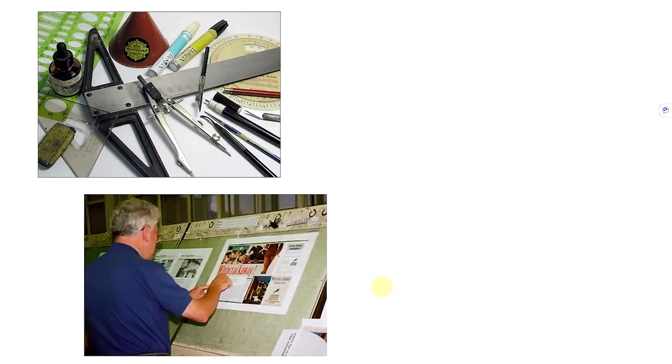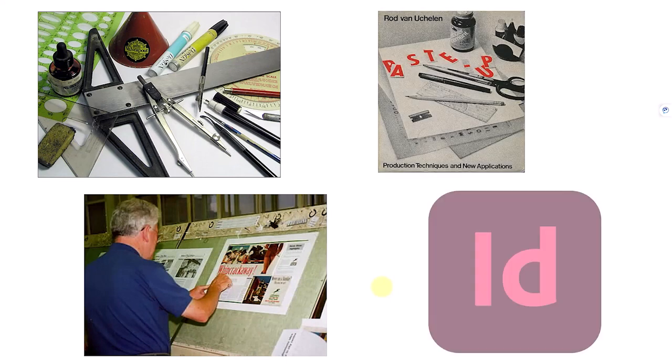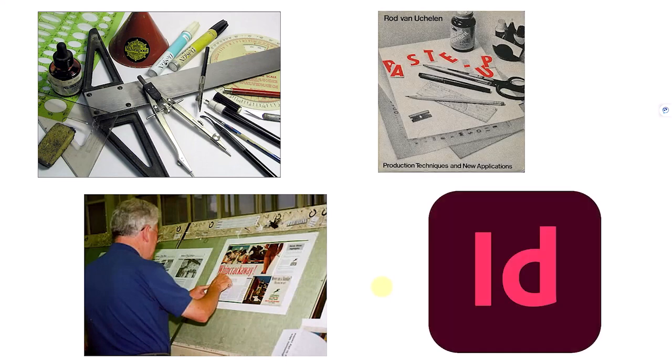Then we're going to take all of these different things. We're going to take whatever the reporter has written about this, and we are going to do something called paste up. We're going to take all of these different elements that we've created, and we're going to paste them up. And literally, they used to use paste to put them all together. That is what we would call Adobe InDesign. So that's kind of how you can think about these three programs that we will be using.